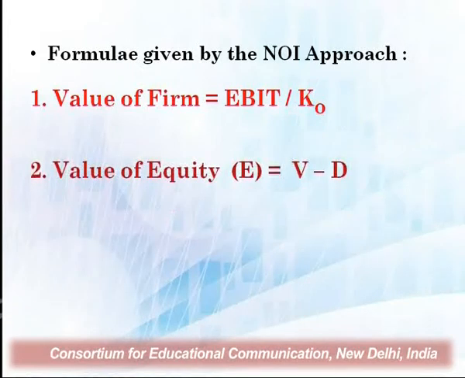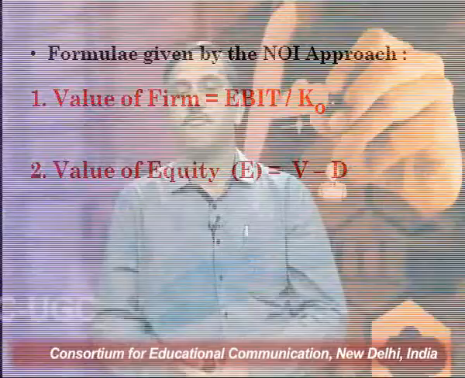The second formula is for computation of value of equity, that is, market value of equity. My dear student, here there is a change as compared to the NI approach. Now they are saying that value of equity is equal to value of firm minus value of debt, which means that your value of equity is entirely dependent upon the value of debt. So from the value of firm, whatever you have computed out of the first formula, you have to deduct the quantum of debt to arrive at value of equity. So this is the second formula which the NOI approach gives us.